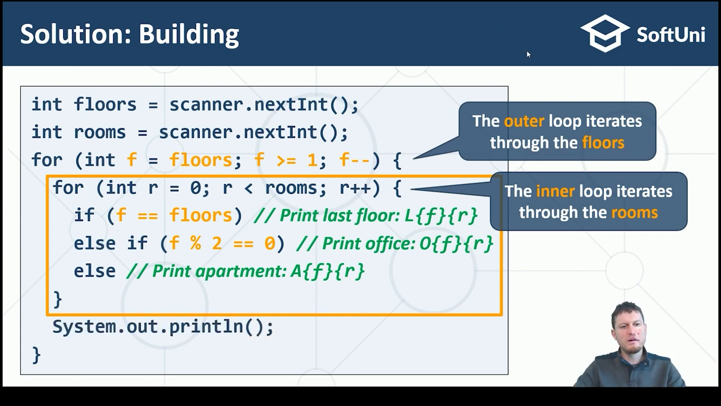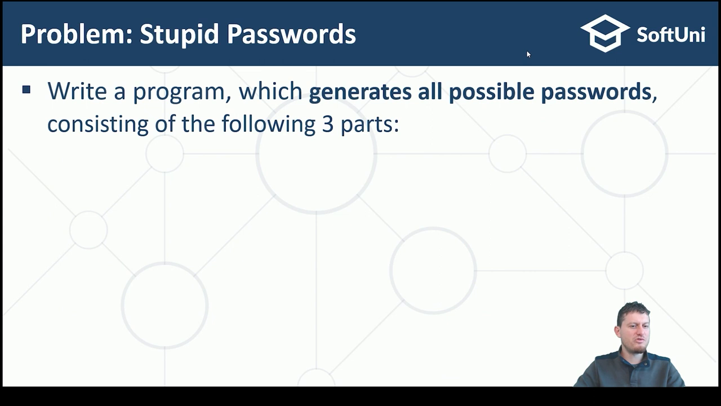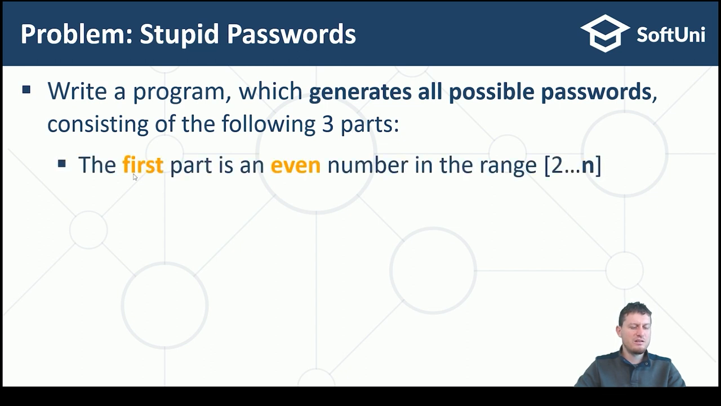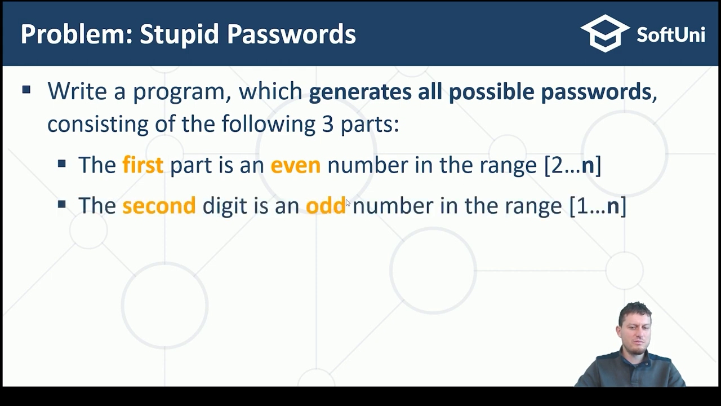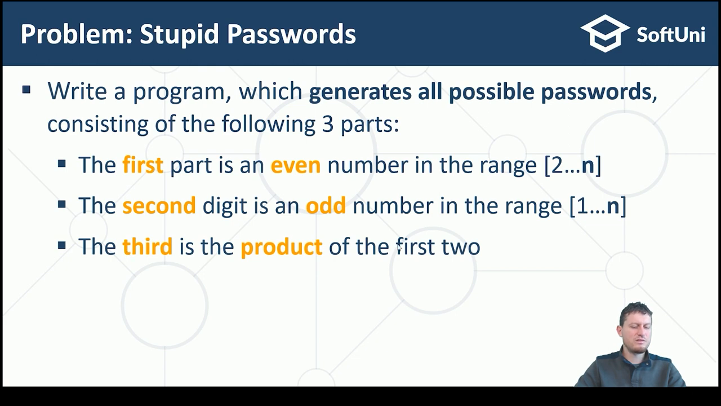Okay, so we're ready for the next problem, which is called stupid password. Write a program to generate all possible passwords consisting of the following three parts. The first part is even number in the range between 2 and n. The second is odd number in the range from 1 to n, and the third is the product of the first two. Really stupid passwords.